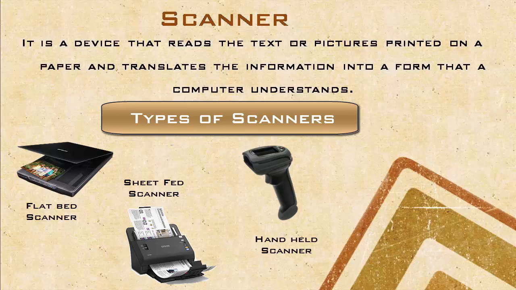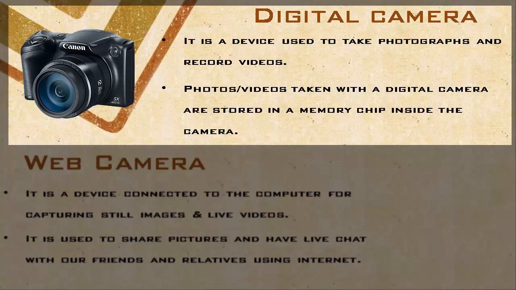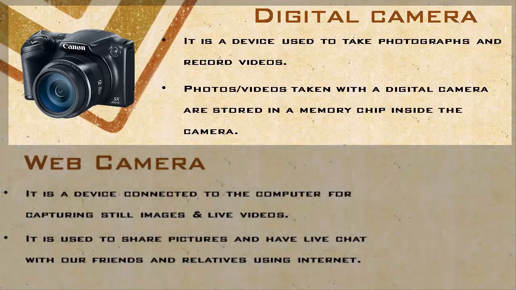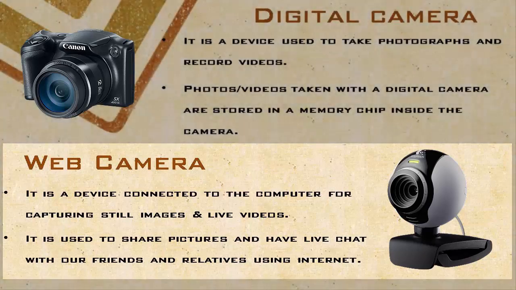Handheld scanners are used to scan barcodes in malls and in various shops. Now, digital camera. Digital camera is a device used to take photographs and record videos. Photos and videos taken with a digital camera are stored in a memory chip inside the camera. Web camera. It is a device connected to the computer for capturing still images and live videos. It is used to share pictures and have live chat with our friends and relatives using the internet.